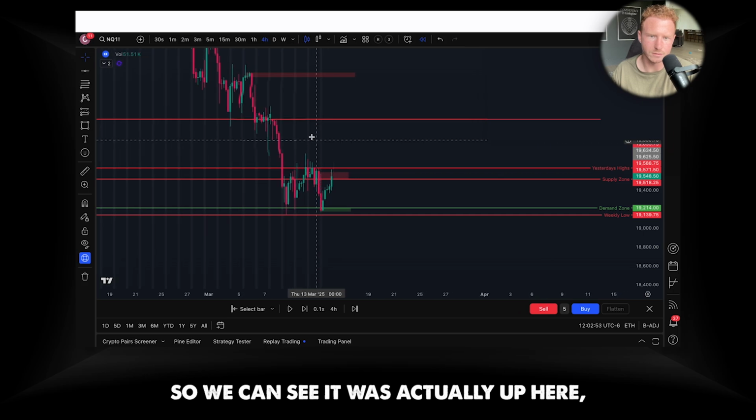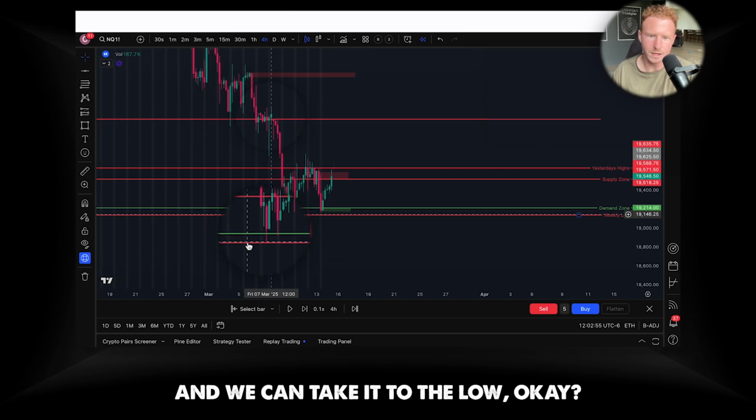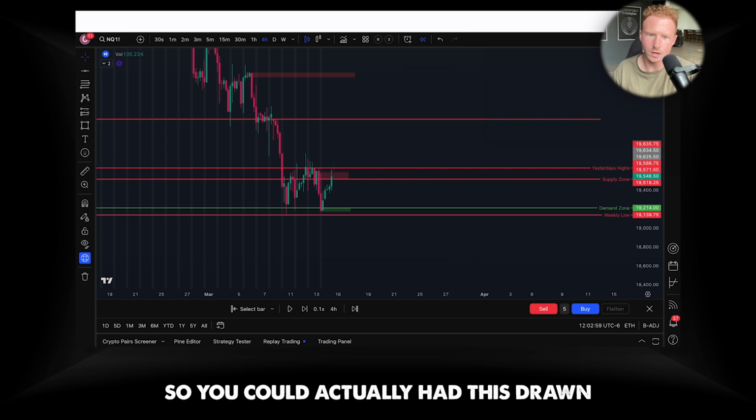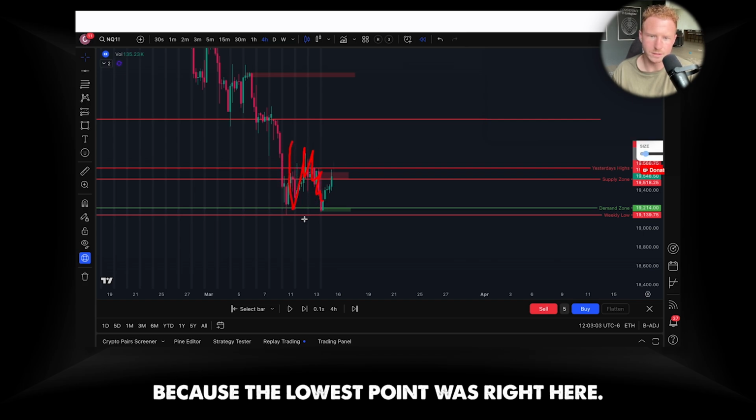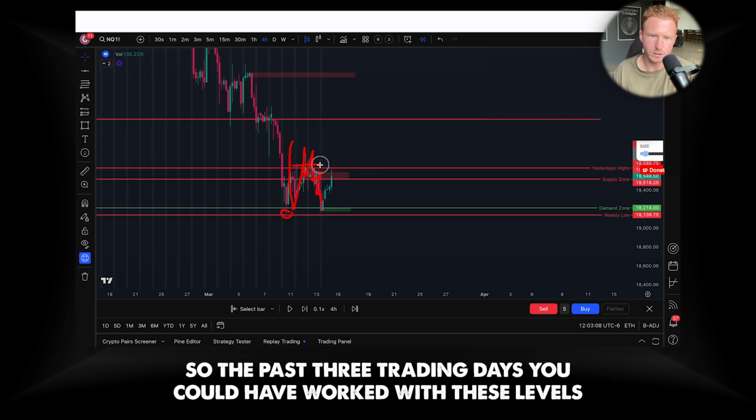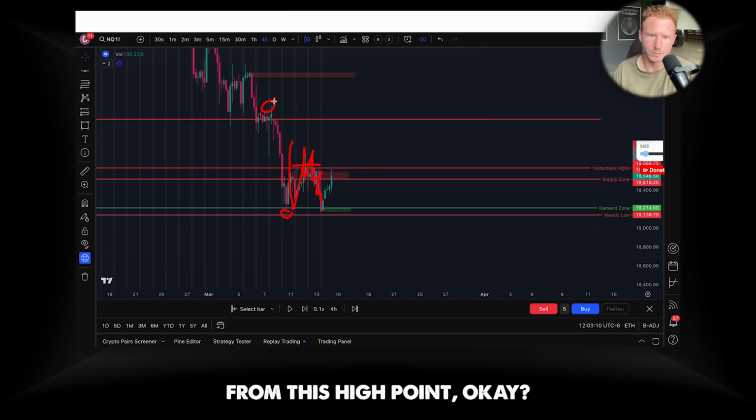Okay, so we can see it was actually up here, and we can take it to the low. You could actually have had this drawn before any of this price action happened, right? Because the lowest point was right here. So for the past 3 trading days, you could have worked with these levels from this high point.